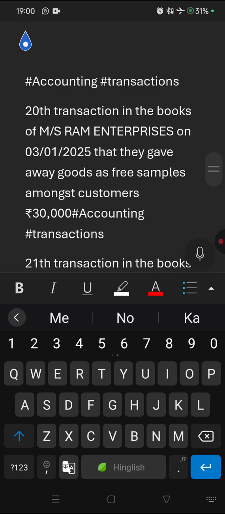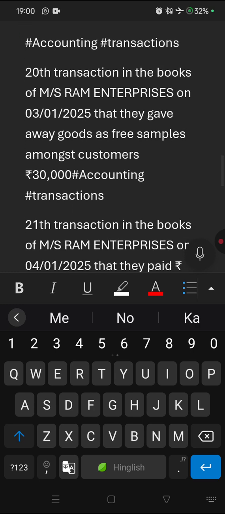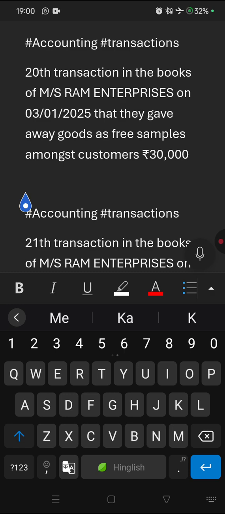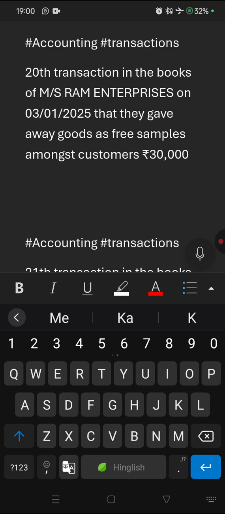Now the 20th transaction in the books of Mrs. Ram Enterprises on 3rd Jan 2025: they gave away goods as free samples amongst the customers, rupees 30,000. Whenever we distribute goods among the customers as free samples, it is advertisement, it is publicity. So it will be under advertisement expenses. Suppose we have done some advertisement and paid in cash, then the entry would have been advertisement account debit to cash. If a check has been issued for the same advertisement, then the entry would have been advertisement account debit to bank. But here we are giving away goods.